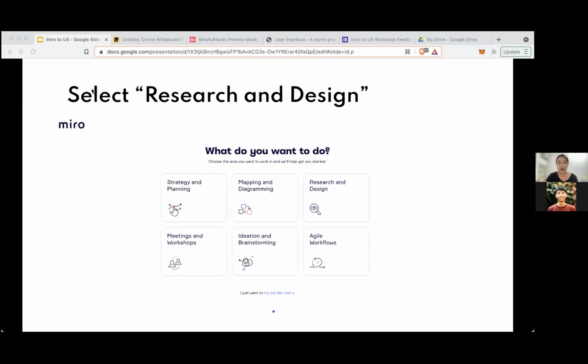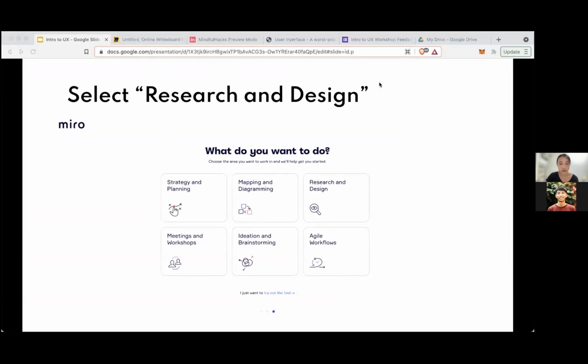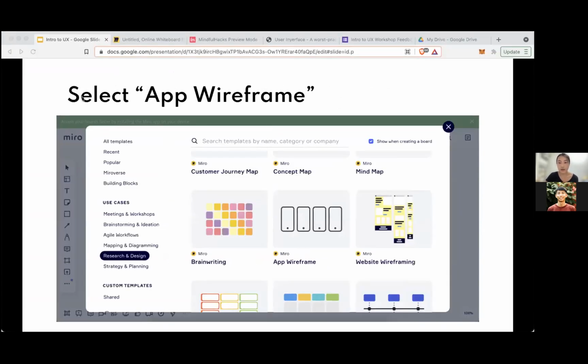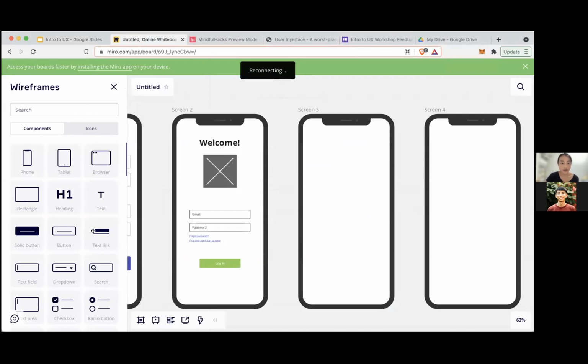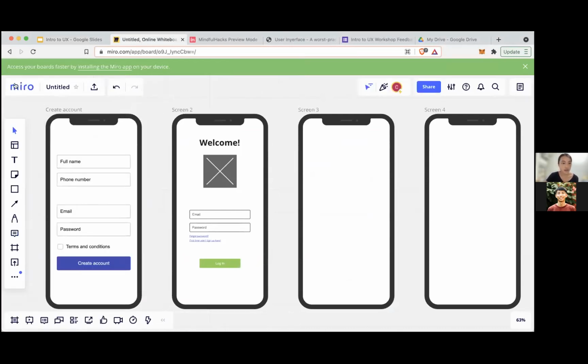After you enter all the information, it will ask what you want to do. You can choose whichever you want, but if we are designing a wireframe, you can choose design and research. And it will look like this. So I will be demonstrating. So for example, let me quit this first.